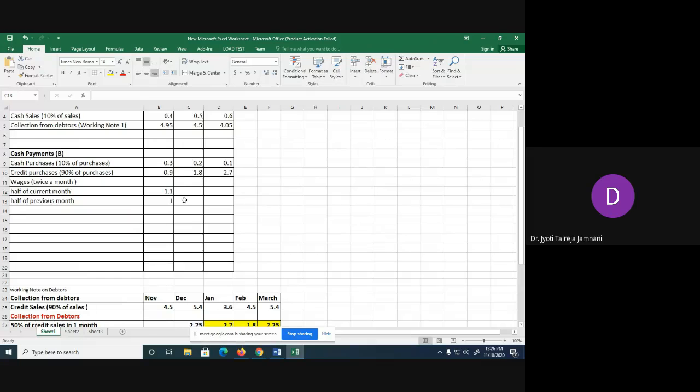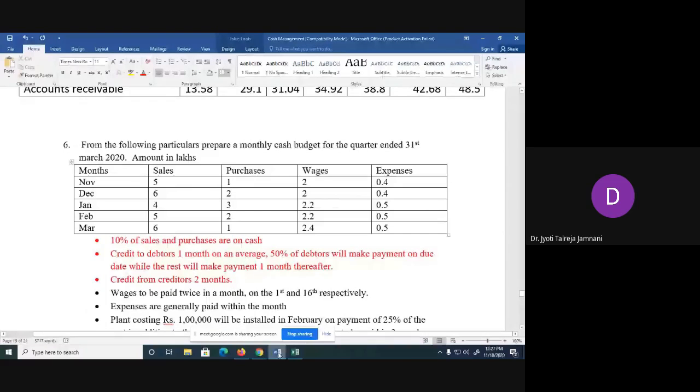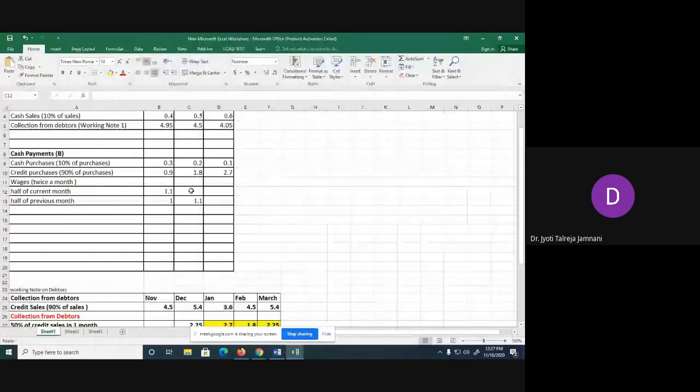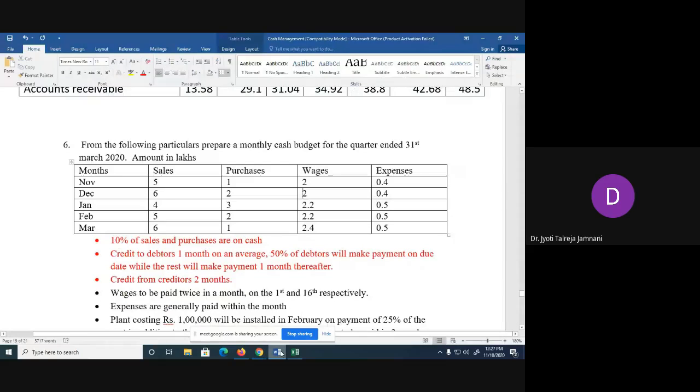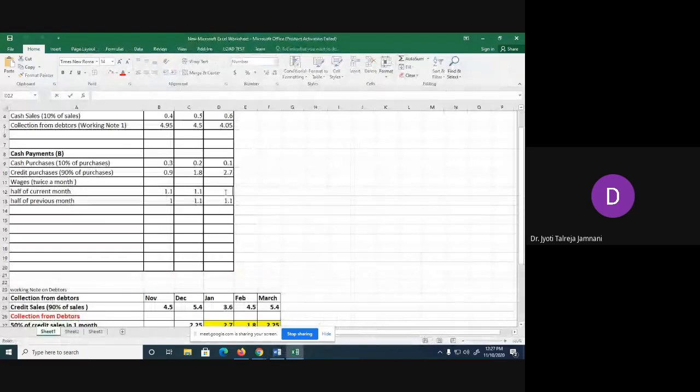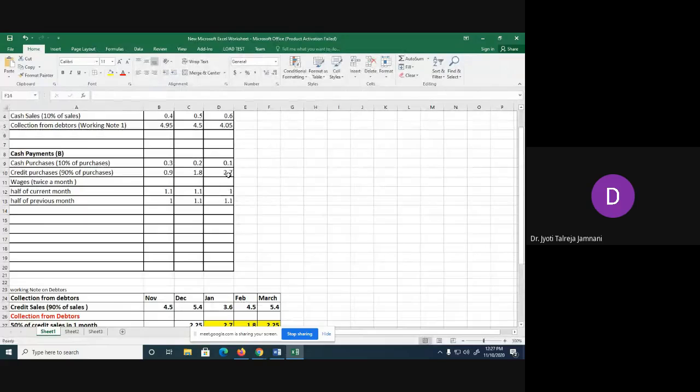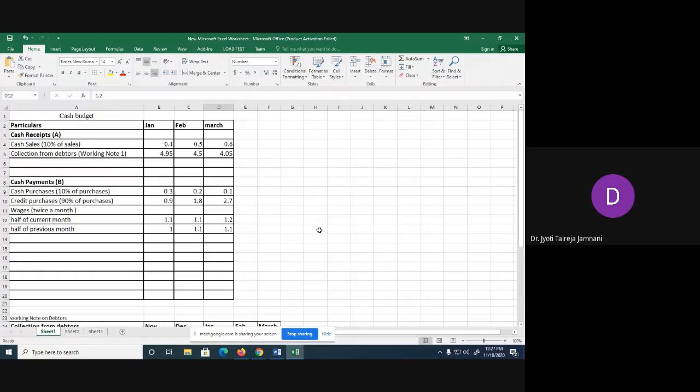Okay, now January is 1.1. We'll go to February, and whatever we have in February, that is again 2.2. So that will be here 1.1. February is 1.1. We'll go to March because that is the current month. And March, whatever we have, 2.4, that is, it will be 1.2. Remaining 1.2 will go to April, but we're not preparing for April. So this is it for wages.